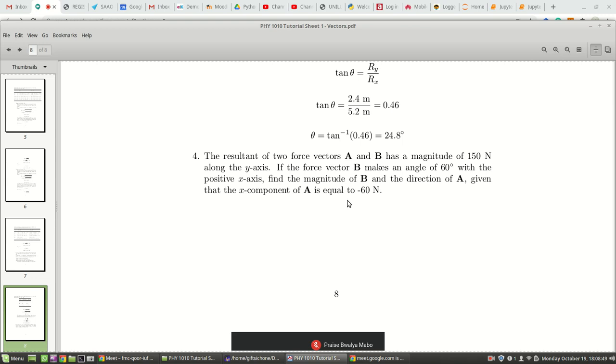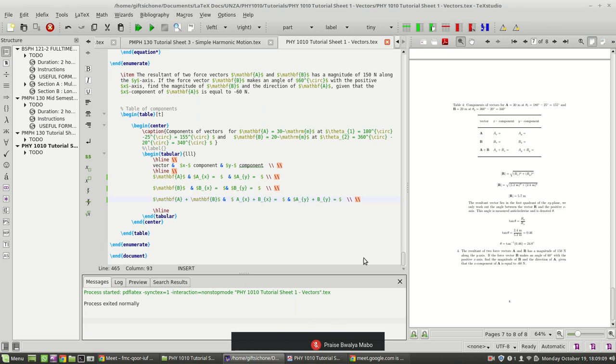So this is a bit tricky, but we have to work with the information we have. The first piece of information is that A plus B along the y-axis equals 150 newtons. Can you see that? A plus B, that is Ay plus By, equals 150 newtons. Do you agree?